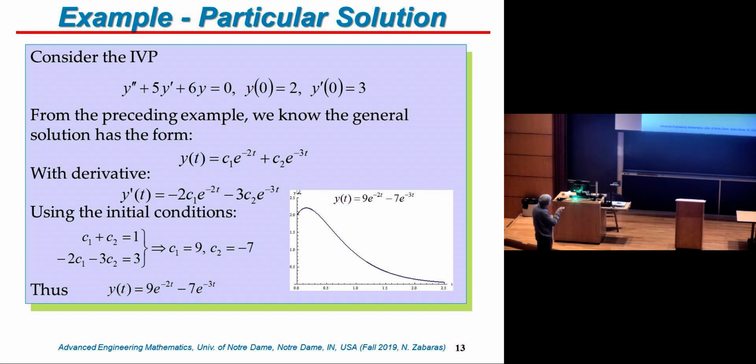I just need the final answer only. So the final answer will look like 9e^(-2t) minus 7e^(-3t). And if you want to plot, it looks like this.